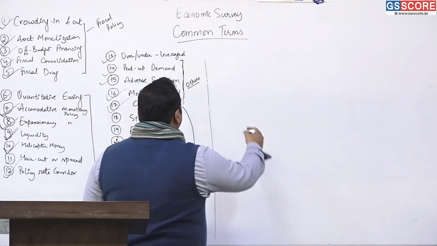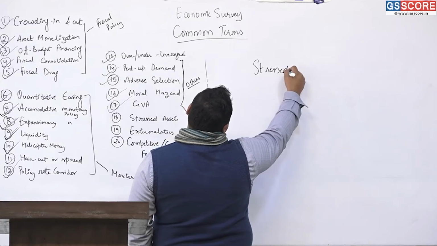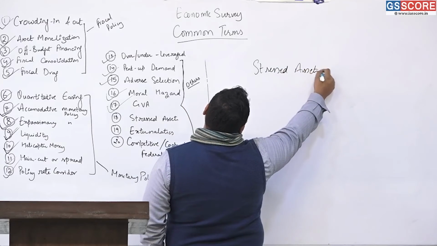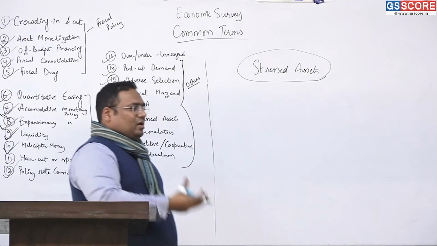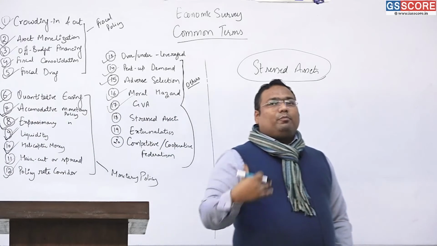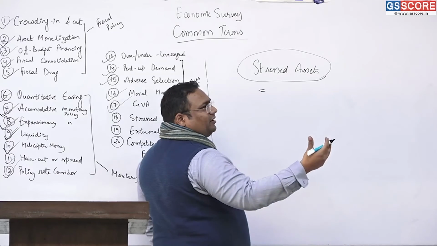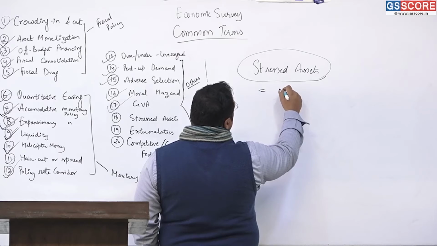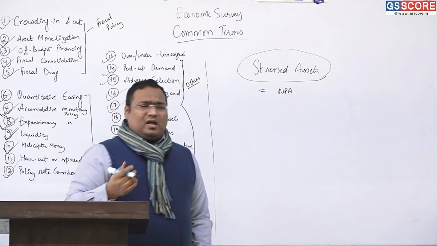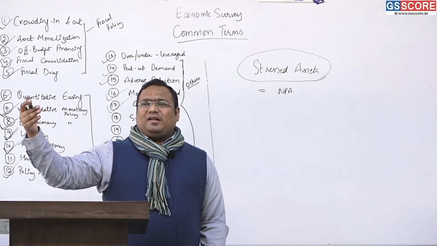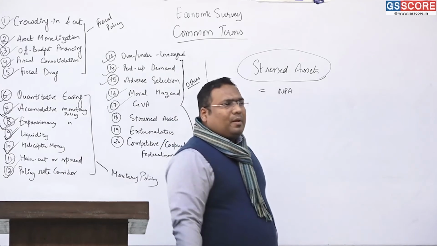Next term is also very straightforward. Stressed assets. Okay, now it is a wider term that we use in order to identify how many of the bank's loans have been under trouble. So stressed assets is a wider category. Stressed assets include NPAs, non-performing assets, assets on which for more than 90 days we are not receiving the interest or the capital or both.